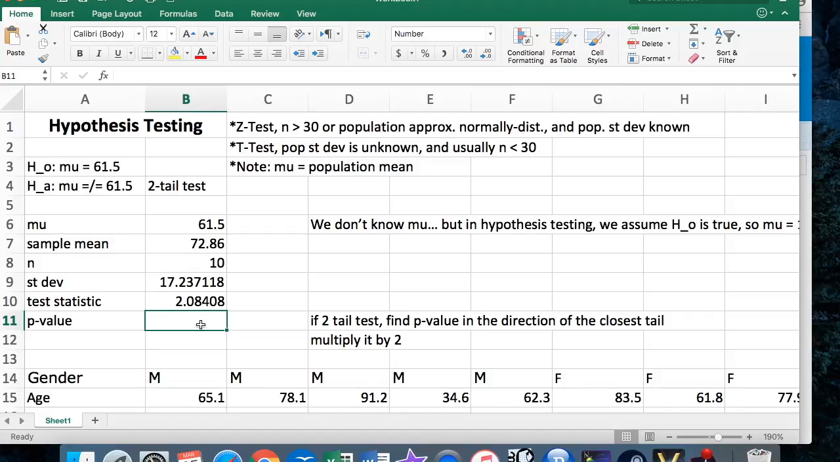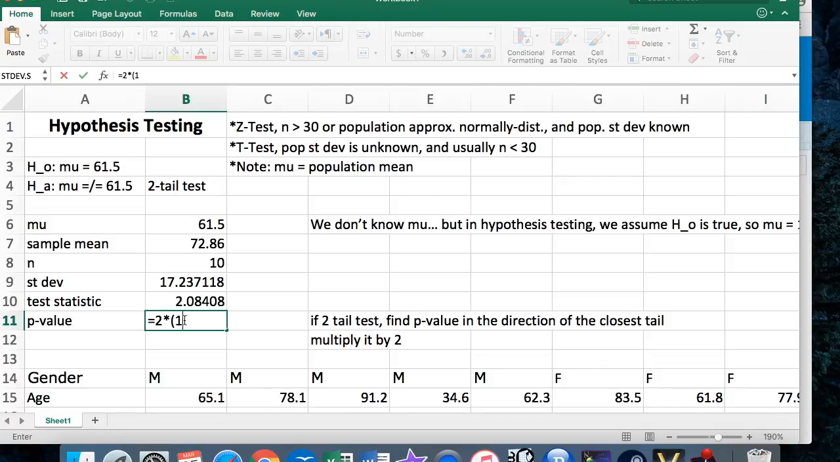Okay, so our test statistic is 2.08408. So it's a positive test statistic, which means we're going to be finding the area in the closest tail. The closest tail would be to the right, right? So it's actually the same formula, so I shouldn't have erased it, but anyway, it's good to know. But because it's a two-tailed test, you have to multiply it by 2.